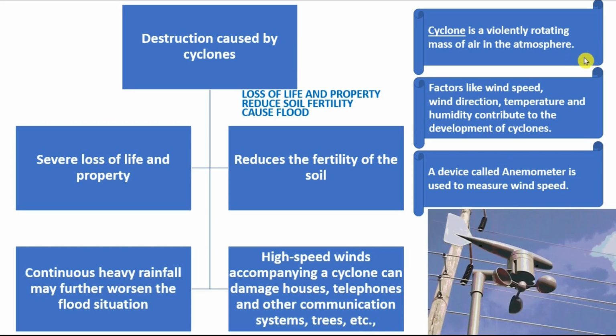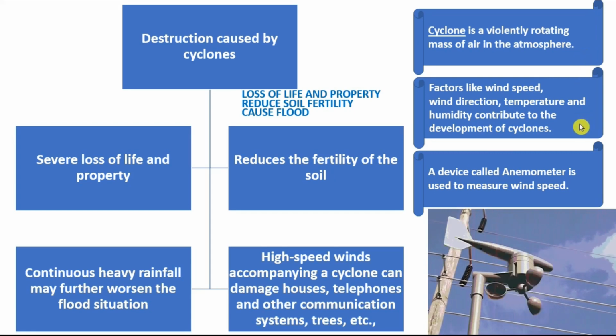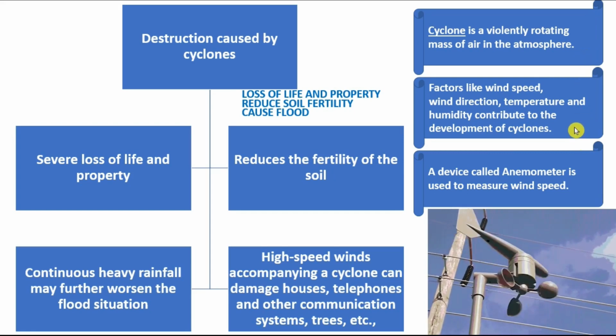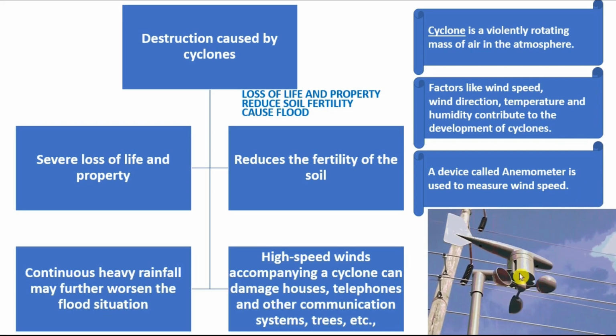Then, a cyclone is a violently rotating mass of air in the atmosphere. This you can use as the definition. Factors like wind speed, wind direction, temperature, and humidity contribute to the development of cyclones. A device called an anemometer is used to measure wind speed. Okay, next slide.